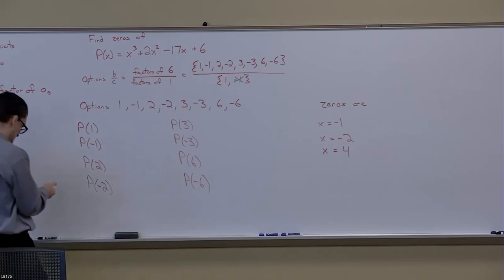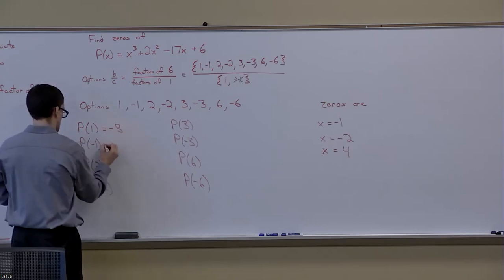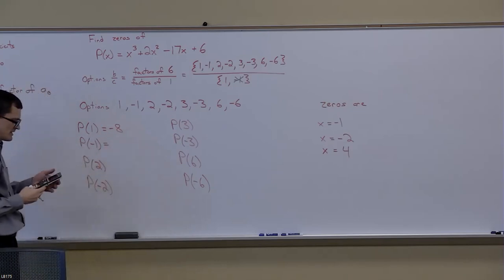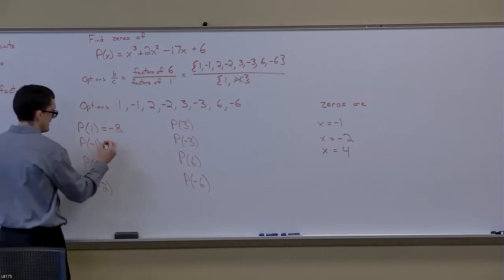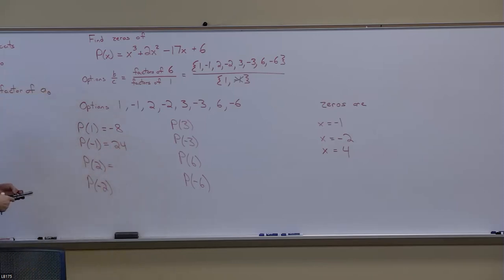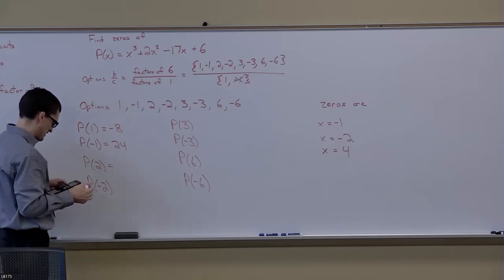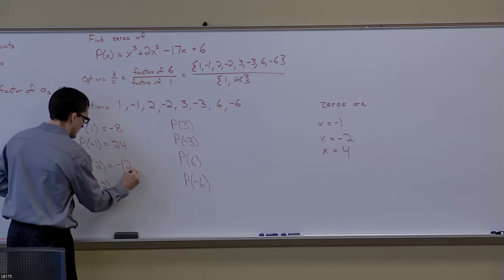I plugged in 1 and ended up with a -8. When I plugged in -1, I ended up with a +24. Let's plug in 2. By the way, I'm just using the second enter and then changing all the ones I plugged in to 2s. Hopefully you guys know how to do that on your calculator, just second enter. When I plugged in a 2, I got a -12. It's not looking very promising.